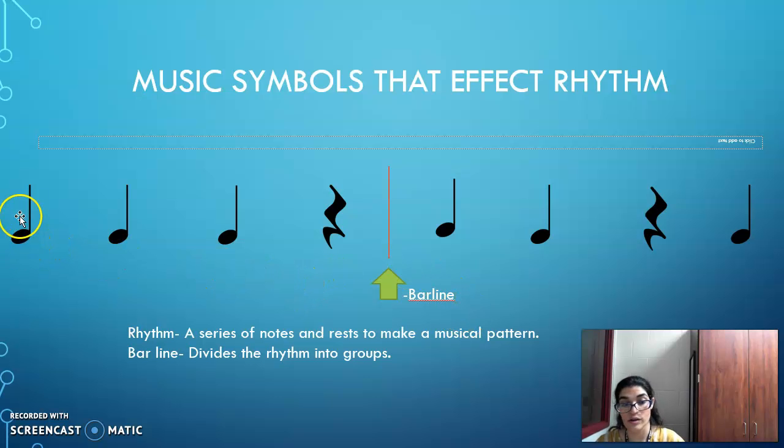So here we had 1, 2, 3, 4, and something magical happens. Does anybody know? If you said it goes back to number 1, you are right. So we will no longer say 5 anymore. It'll now be 1, 2, 3, 4. 1, 2, 3, 4, stop. Very good. Bar line, again, divides the rhythm into groups.